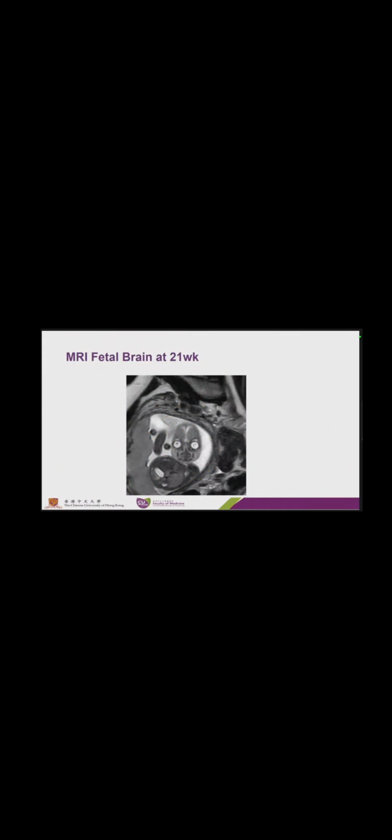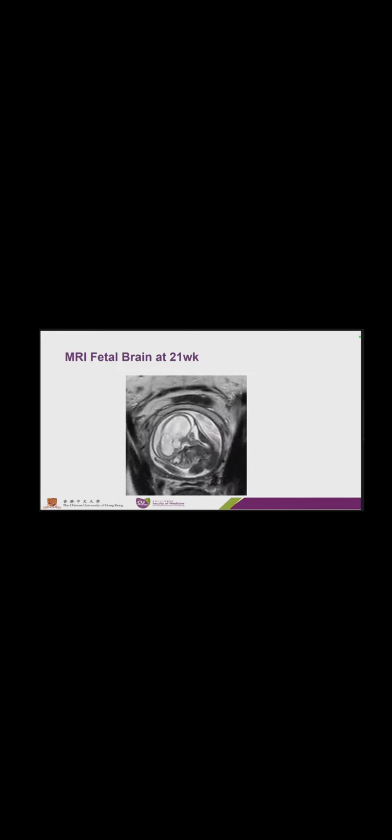We routinely measure the bilateral sylvian fissure angle in the clinic, and there was obvious delay in the development of the bilateral sylvian fissures. And this is the MRI of the fetal brain in the coronal plane from the front to the back. And this is the sagittal plane.